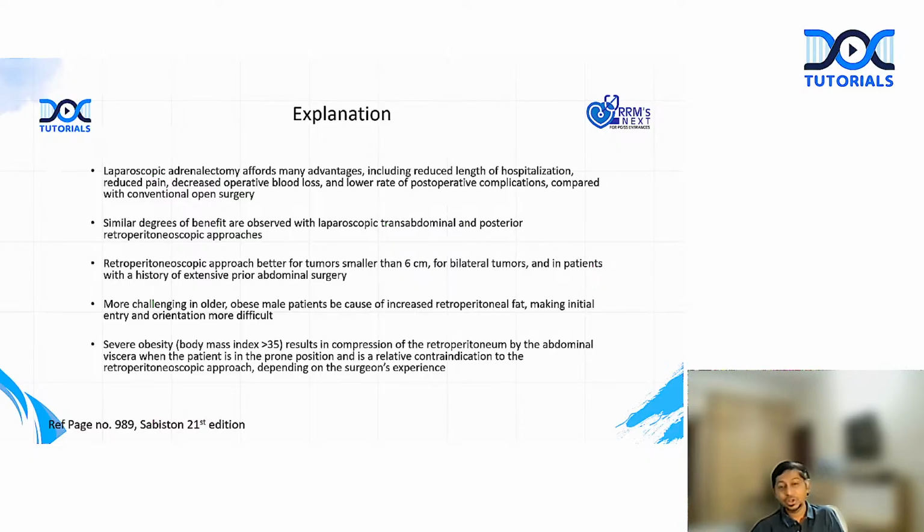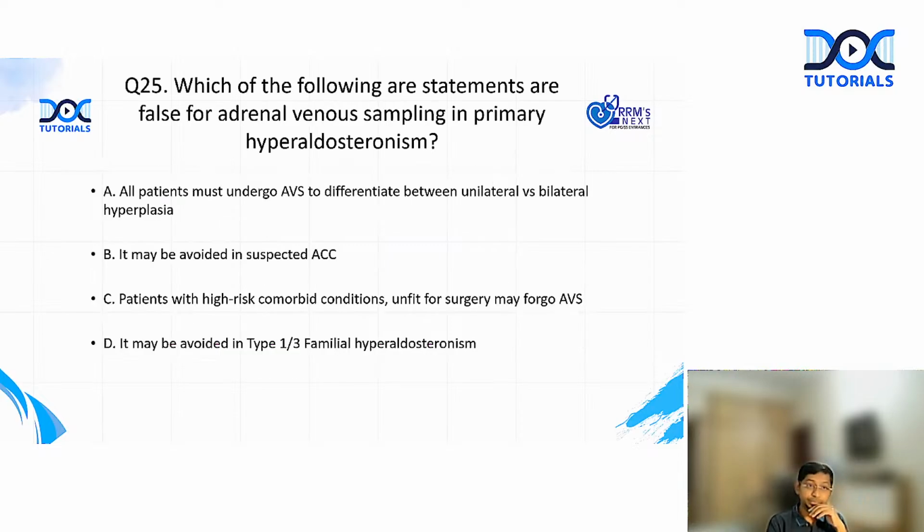So with severe obesity, BMI more than 35, there will be a lack of space because of the compression of the retroperitoneum by the intra-abdominal visceral fat, especially in the prone position. And so in those kinds of obese patients, we may tend to avoid the retroperitoneoscopic approach. However, this can still be attempted by a highly experienced retroperitoneoscopic surgeon.